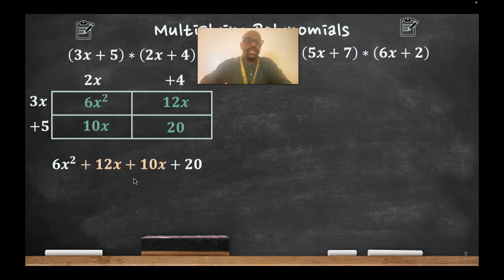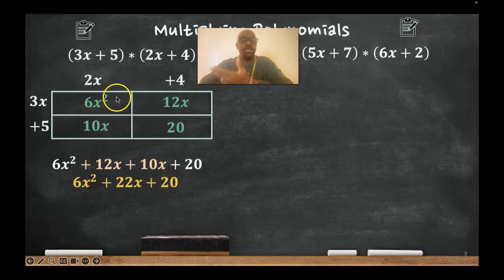So now it kind of goes back to adding and subtracting polynomials. 12 plus 10 is 22x. Make sure when you add polynomials, you do not add the base. You add the exponents when you multiply up here, but when you start to add, you just add or subtract the coefficients and keep the base. All right, so 6x squared plus 22x plus 20 is our final result here.